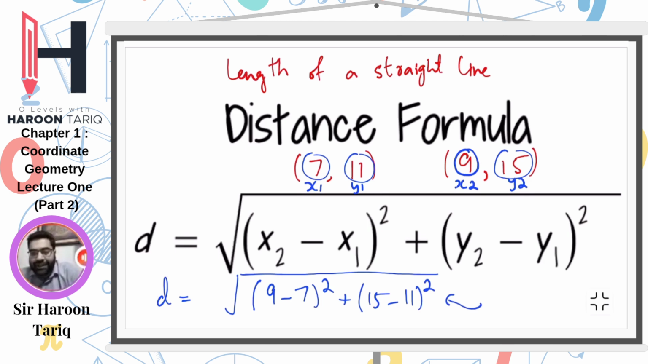Is this clear to everyone? Asma? Anyone needs further explanation? Please let me know. You need to memorize this formula. This is a formula for distance between 2 points or length of a straight line.